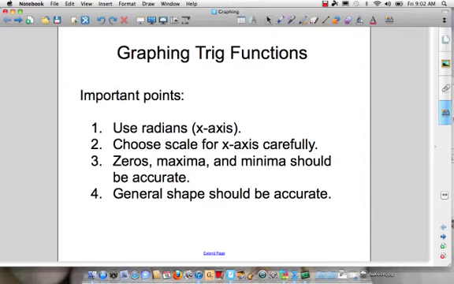Zeros, meaning where the graph crosses the x-axis. Maxima and minima, that's the highest and lowest points on the graph. Those should be accurate, and the general shape of the graph should be accurate. Again, these 4 points will become more meaningful as you learn more and practice constructing these graphs.